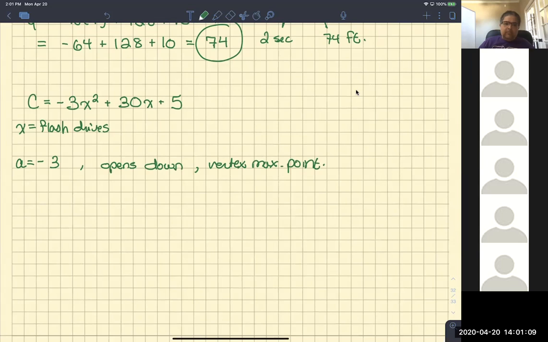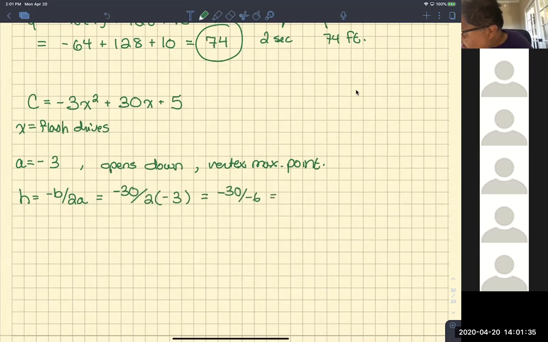So the vertex is a maximum point. So in order to find the vertex, we have to find what h and k is. So h is negative b over 2a. So that's negative 30 over 2 times negative 3, which if we do the math, gives me 5. That means if I produce 5 thumb drives, that's where I'm going to get the maximum cost.